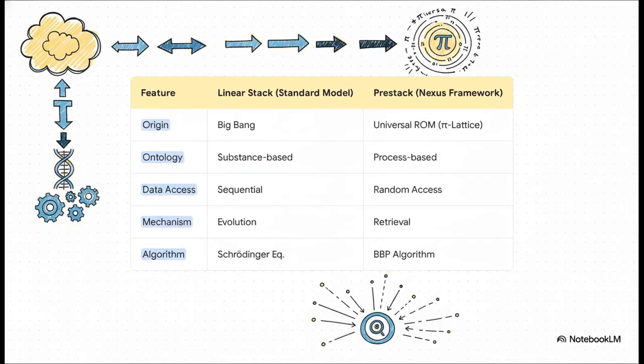And this table really lays out the two worldviews side by side. The standard model we all learned tells a linear story, right? Big Bang makes stuff, and that stuff evolves over time. But the Nexus framework suggests something wilder, a pre-stack. Think of it like a universal hard drive, a kind of cosmic ROM that contains all possibilities. In this picture, reality isn't evolving forward. It's being retrieved or rendered, moment by moment. It's not a timeline, it's a database query.